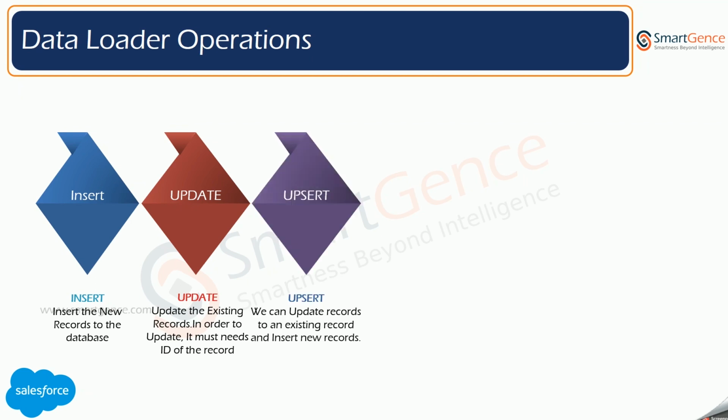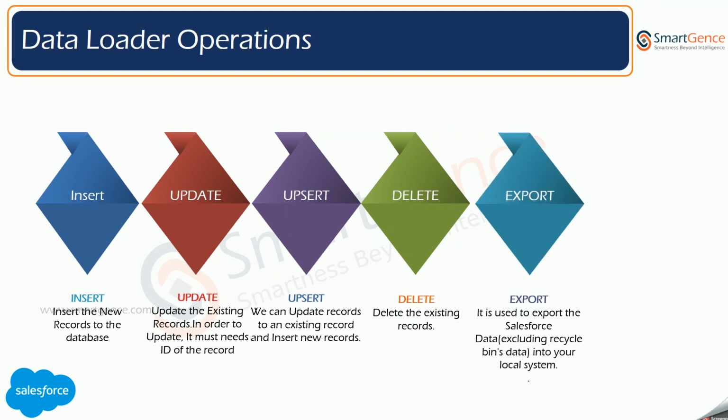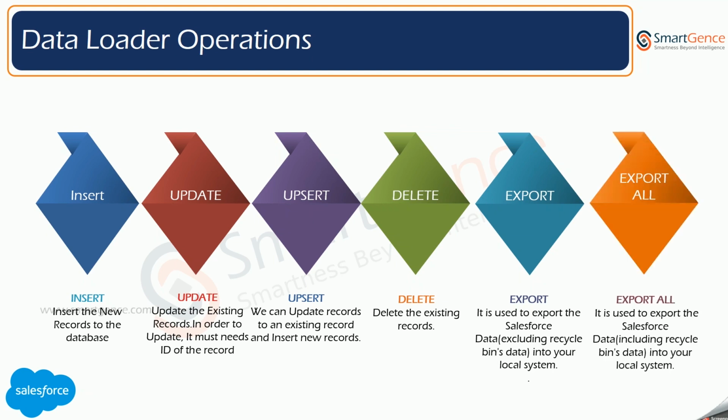Then upsert. Upsert would insert if it is a new record for that particular object, or update if it is an existing record. Delete would delete the existing records. Export will be used to export data from the object, excluding the recycle bin's data, and that would be exported into our local system. Whereas export all is the same as export, but this would include the recycle bin's data as well.